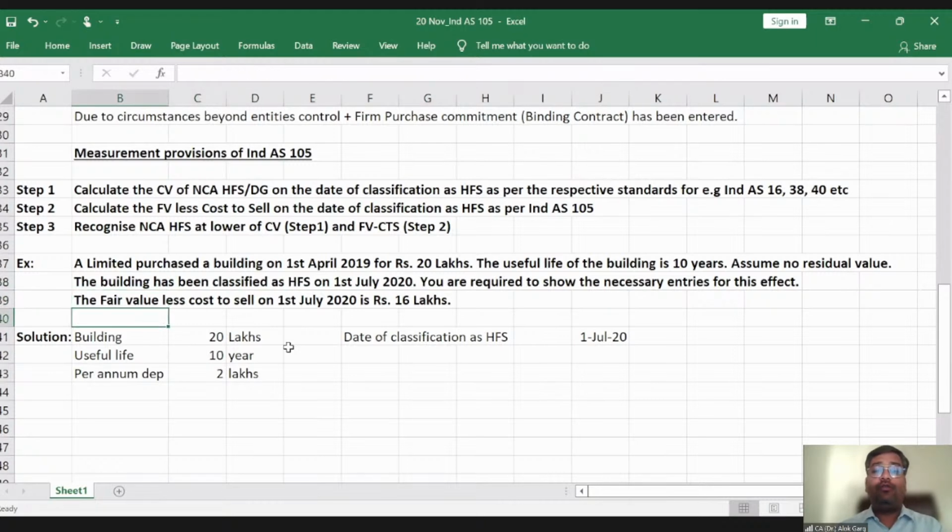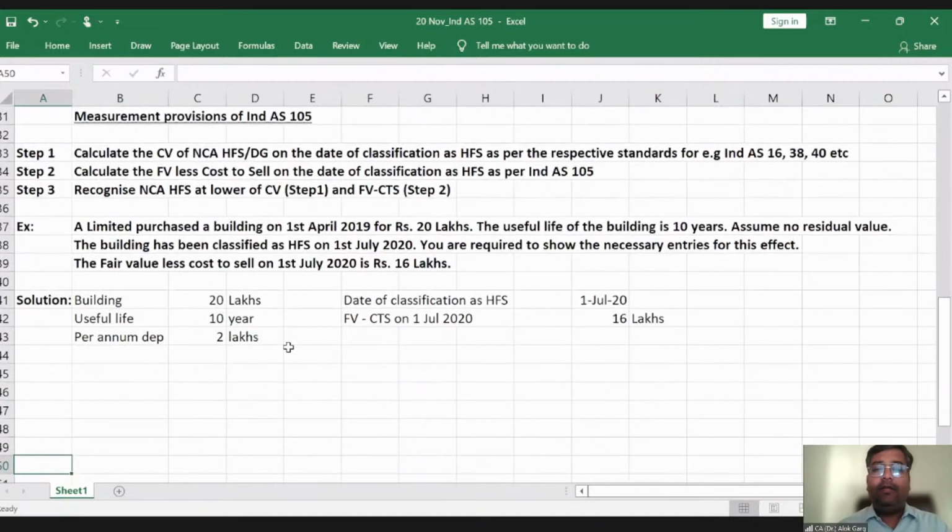The fair value less cost to sell on 1st July 2020 is given, which is 16 lakhs. Friends, this simple information is given. Now let's go step by step.